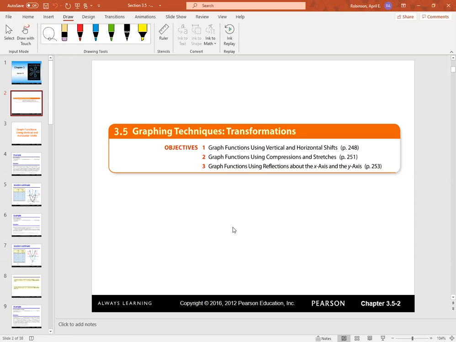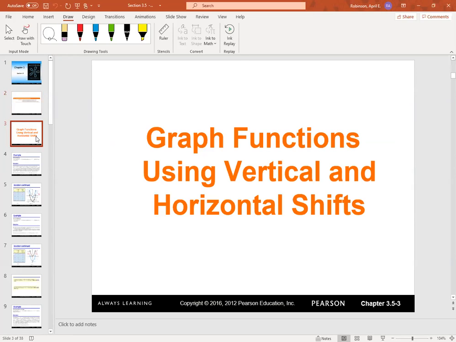How they reflect around the x-axis, which would be like rotating like this. I don't know if you guys can see me or not. And then rotating around the y-axis, which would be like this, which I always relate to a weather vane. If you got a weather vane on top of a barn, it's usually in the shape of a rooster, and it spins like this, that would be a reflection around the y-axis. And then we'll do compressions and stretches. We'll talk about those when we get to them. So let's start with vertical and horizontal shifting.